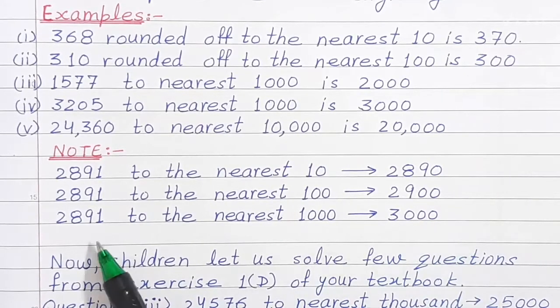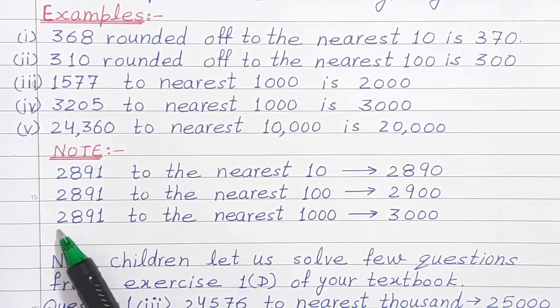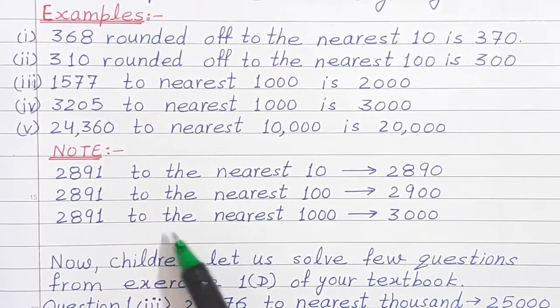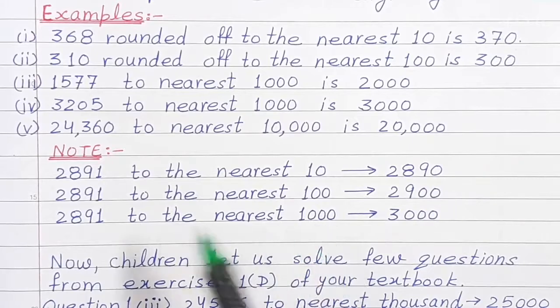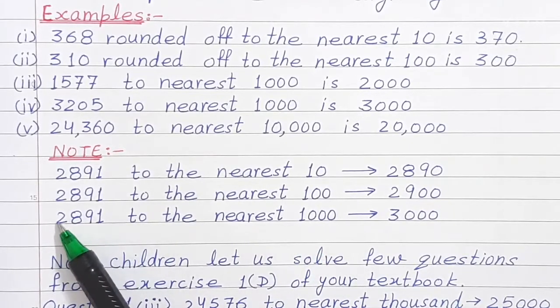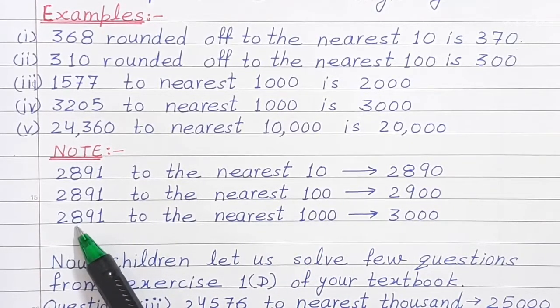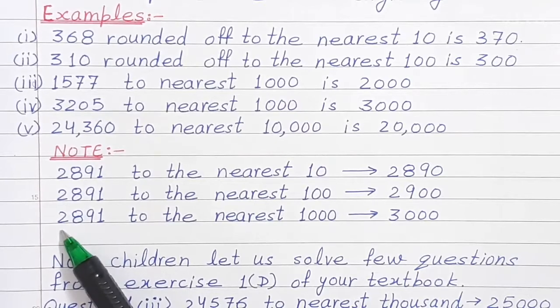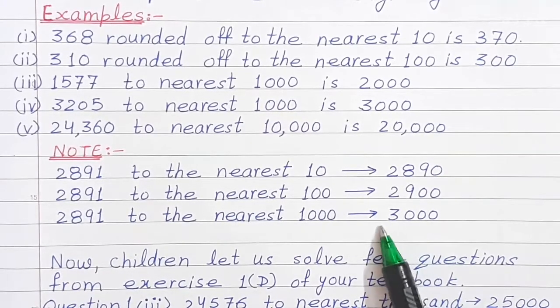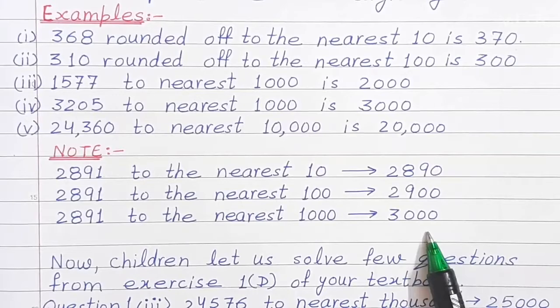Okay, see one more. 2891 to the nearest 1000. Now, the digit just before 1000, that is at the 100 place, is 8, which is again greater than 5. So, therefore, before 8, the digit 2 will increase by 1. So, 2 plus 1 is 3. So, the answer here is 3000.